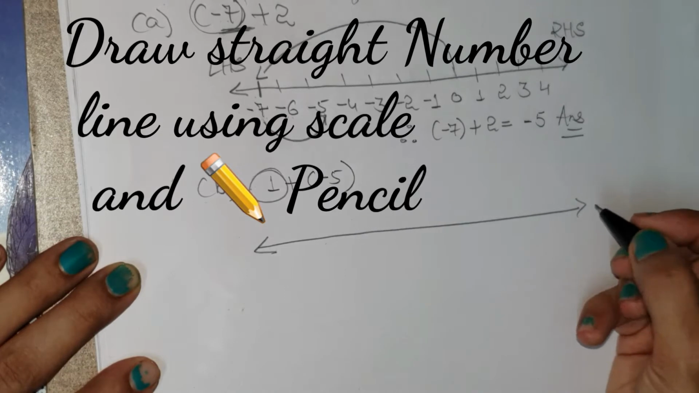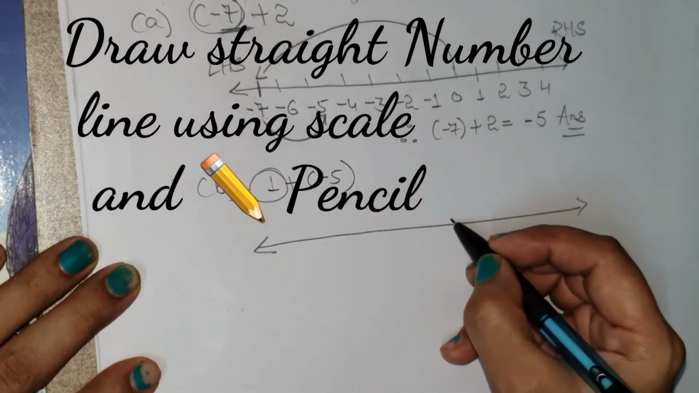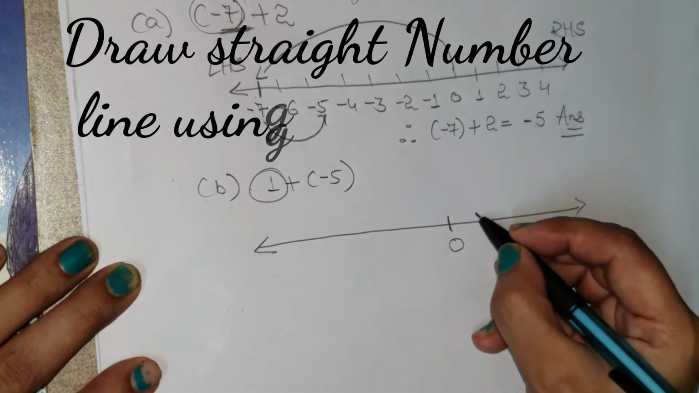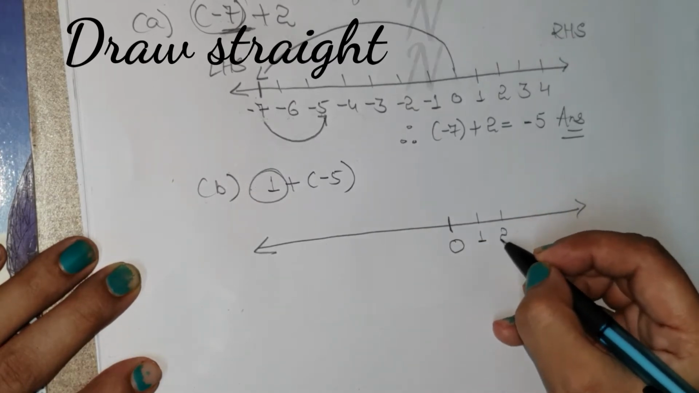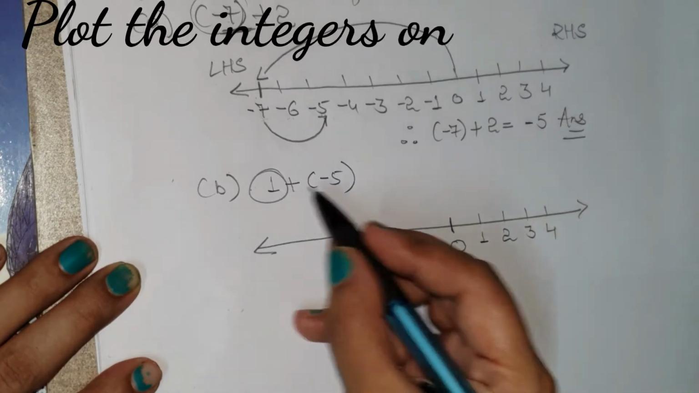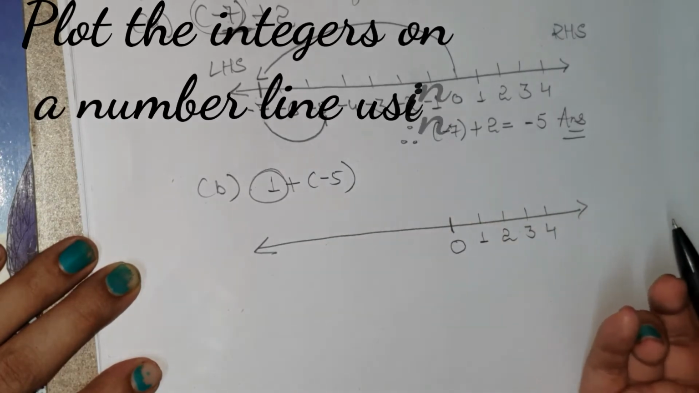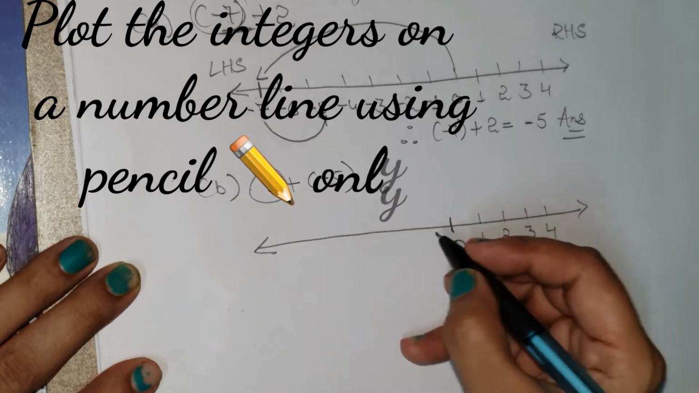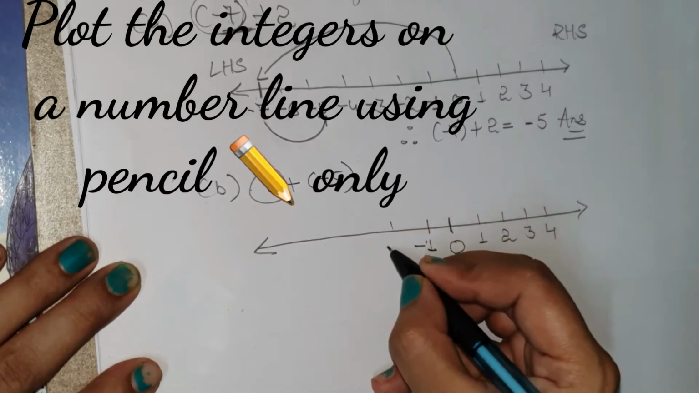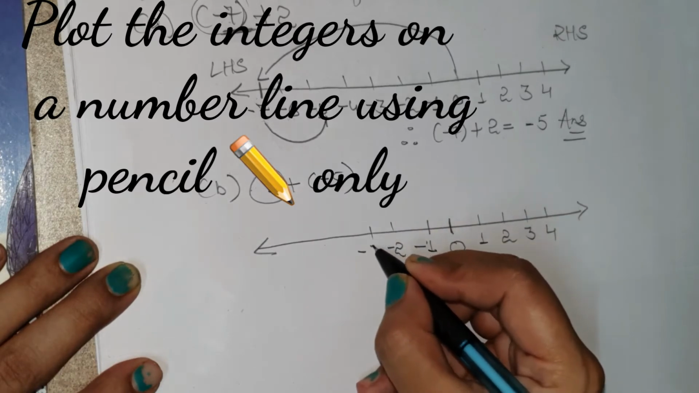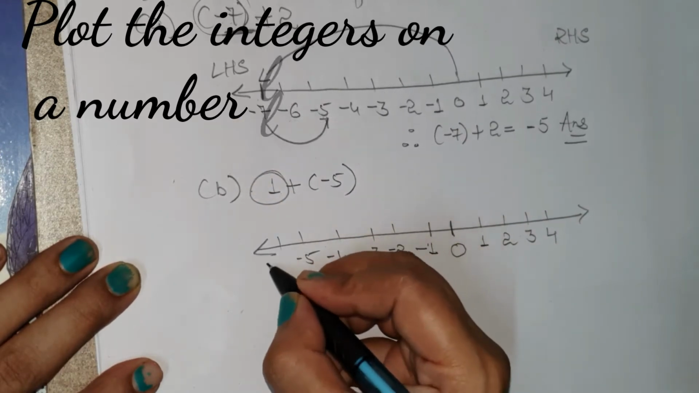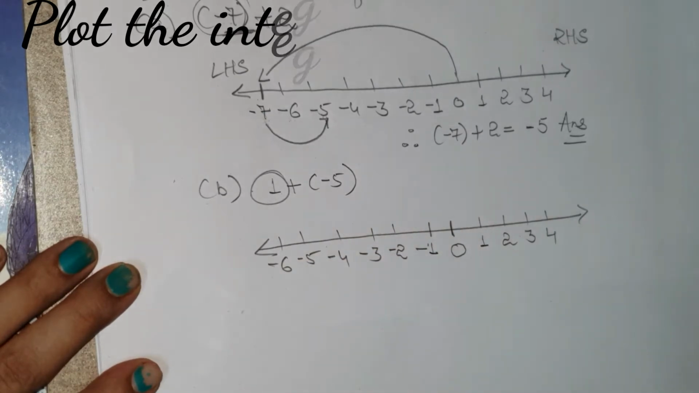As I told you, when the positive side is given, you can write firstly 0, and then you can write 1, 2, 3, 4. At least 1 is asked, so we can write 1 or 2 more numbers on that side, and on this side you can write -1, -2, -3, -4, -5, till -6, say, I have written.